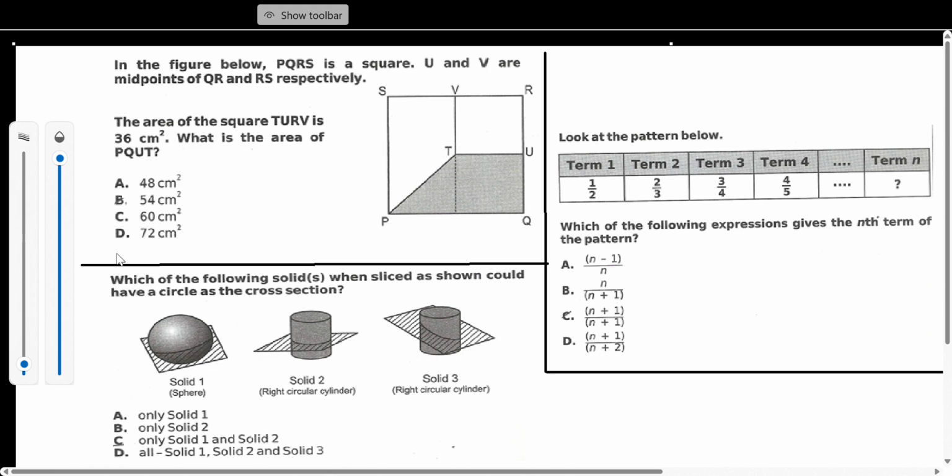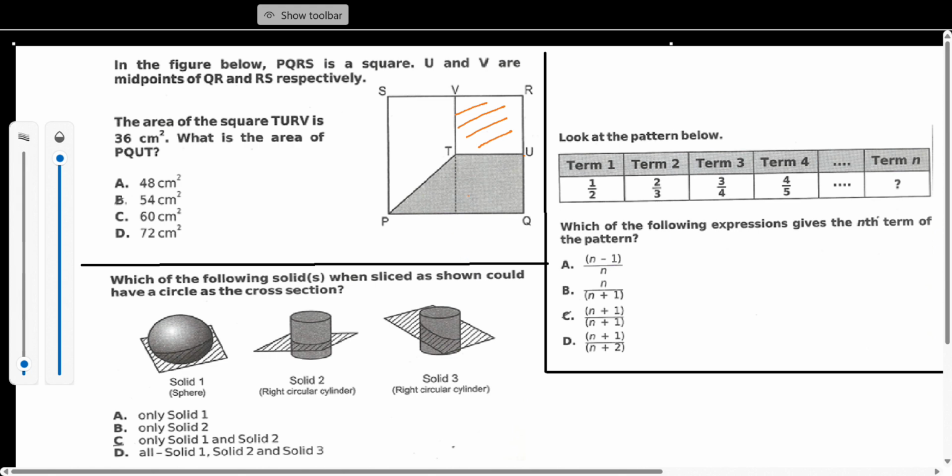Today also we are going to see 3 different grade 8 questions from the asset math paper. So the one on the top left, we can see a big square PQRS. It says U and V are the midpoints of QR and RS. And the area of this TURV is said to be 36. They are asking the area of this shaded region PTUQ.